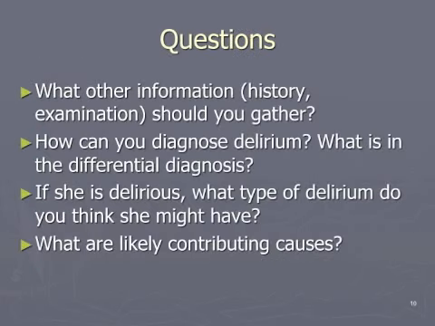So other questions which might come up now would include what information in the history or physical examination would you want to gather at this point? And then another one is you might have a suspicion she's delirious. But how would you diagnose it? And what else would be in that differential diagnosis of delirium? And if she is delirious, what type of delirium do you think she might have? What subtype? And finally, what might be contributing to delirium in this lady?